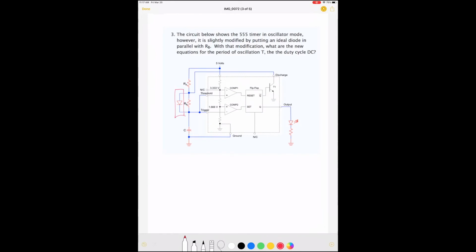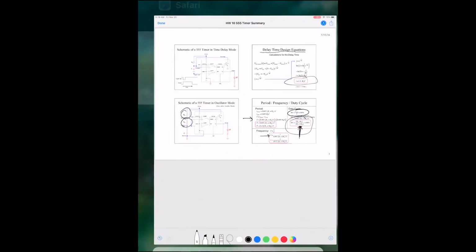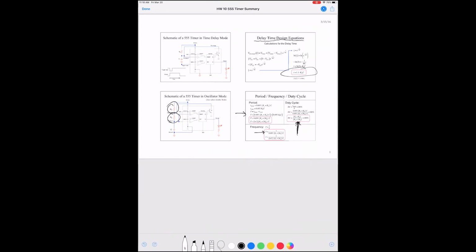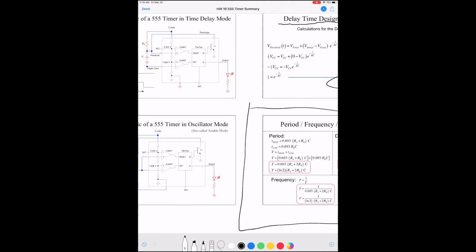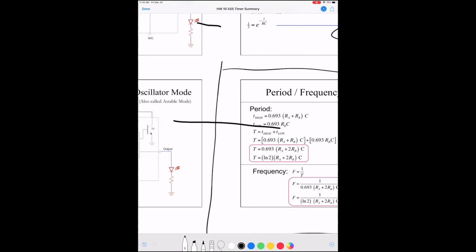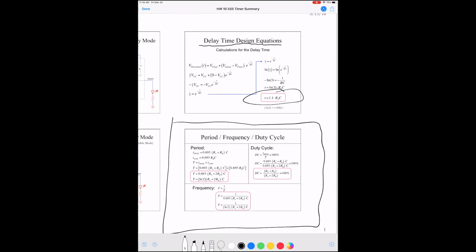And it says, with this modification, what are the new equations for the period of oscillation, T, and the duty cycle? So if you go back to the notes, let me remove some of these markings that I made earlier. So in this box, what we notice is they take the period and they use that to solve for T.